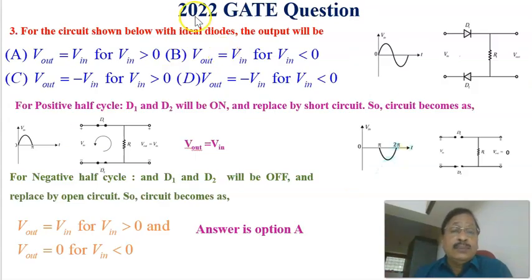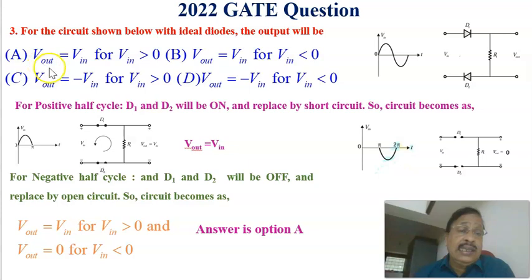Now let us see the third problem of 2022 gate question, that is for the circuit shown below with ideal diodes, what is the output voltage. This is the input voltage and this is the circuit in which the diode D1 and D2 and the resistor is connected between that. This is the input voltage and the question is that what is the output voltage.